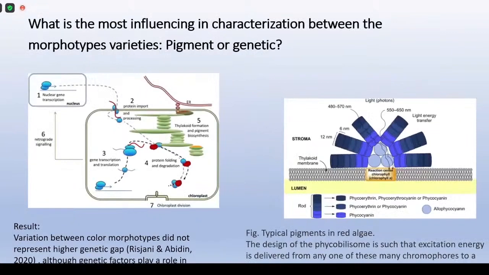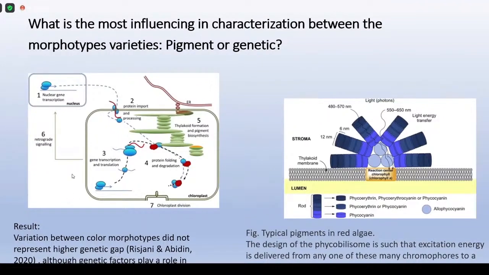What is the most influencing factor in characterization between the morphotypes: variety, pigment, or genetics? Our research shows that variation between color morphotypes did not represent a higher genetic gap. Although genetic factors play a role in the pigment biosynthetic pathway in the cell.